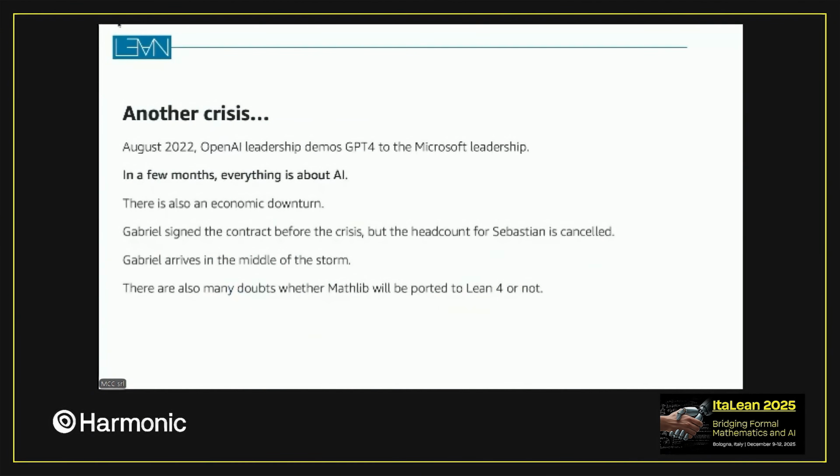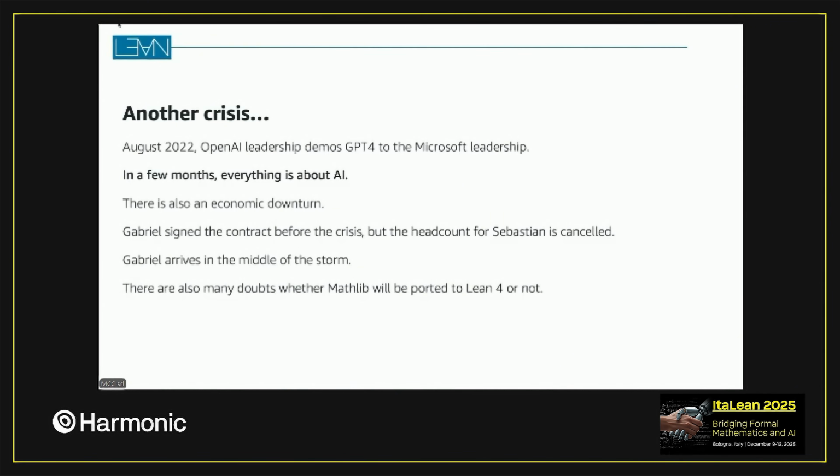Then came another crisis. I learned that you have to always expect the worst. And this is true. Things maybe look good, but in August of 2022, the OpenAI leadership demos GPT-4 to the Microsoft leadership. I was completely unaware. I'm not part of the leadership. But a few months later, the pressure for doing AI increases dramatically, right?